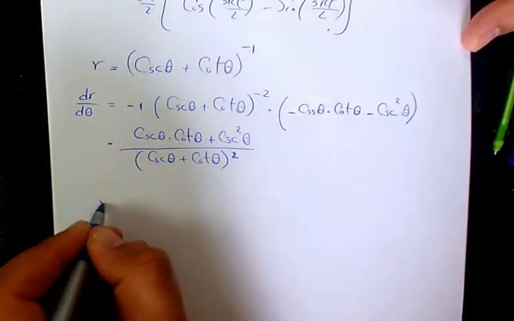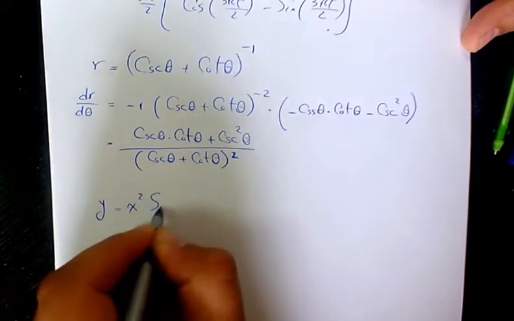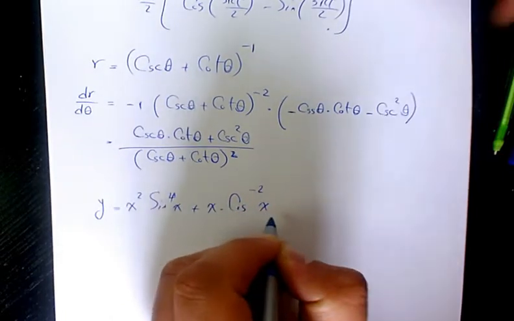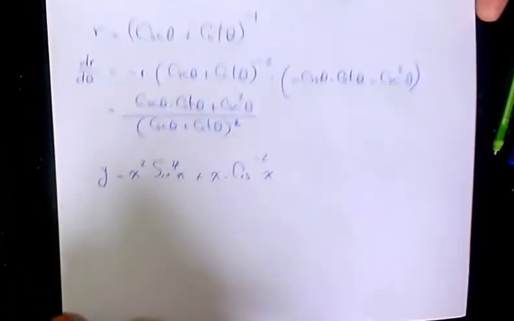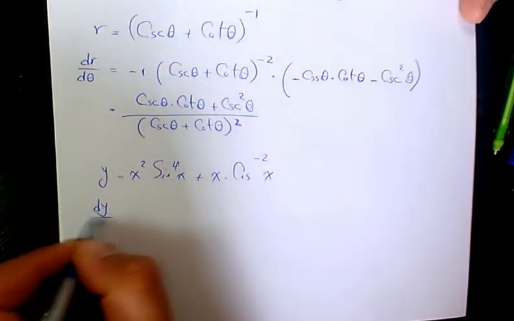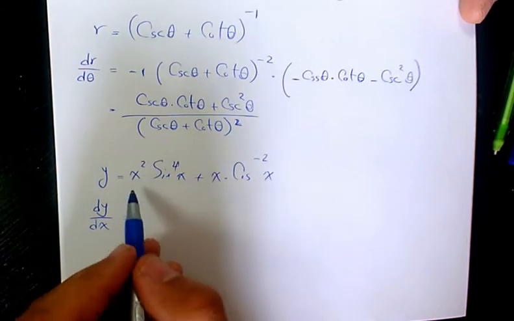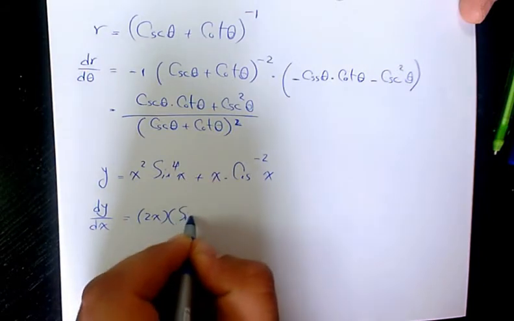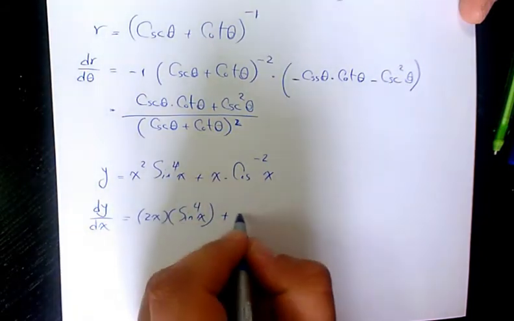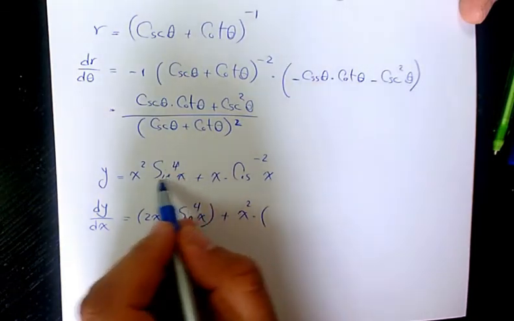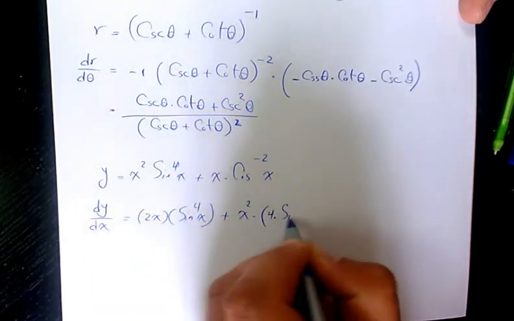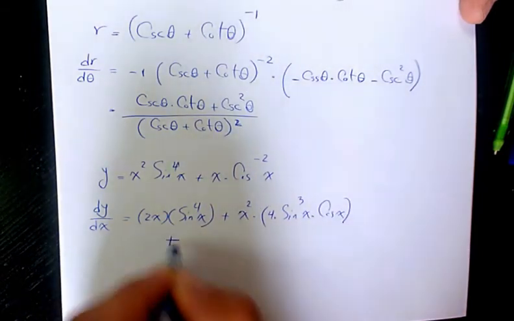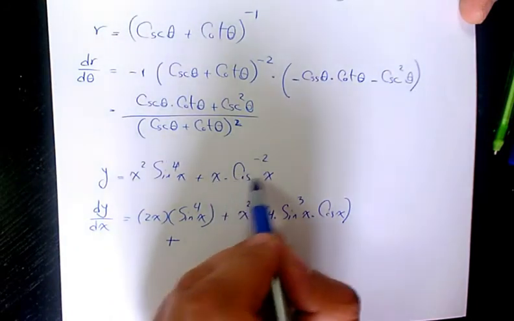Next example, we have y equals x squared sine to the power of 4x plus x times cosine to the power of negative 2x. So dy over dx will be product rule. Derivative of x squared is going to be 2x times sine to the power of 4x plus x squared times derivative of sine to the power of 4x, which is 4 times sine to the power of 3x times cosine x, plus derivative of x times cosine to the power of negative 2x.